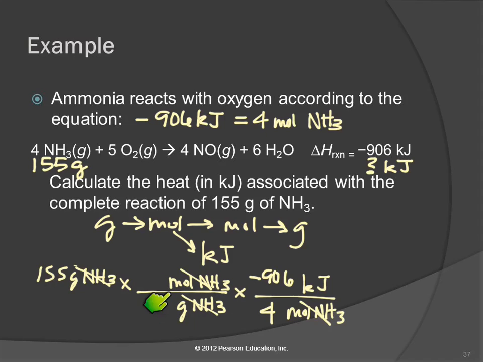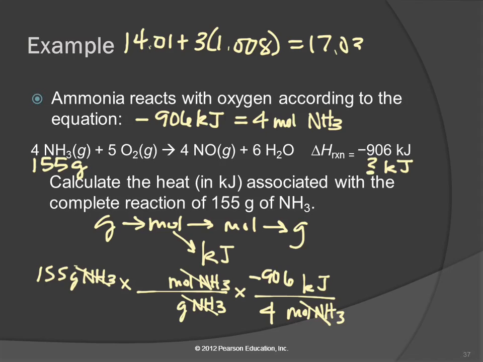This guy right here is a molar mass, right? So we need to calculate that. 14.01 plus 3 times 1.008, and that's going to be 17.034 grams of ammonia per mole, or 17.034 grams equals 1 mole. 17.034 down here and a 1 there.